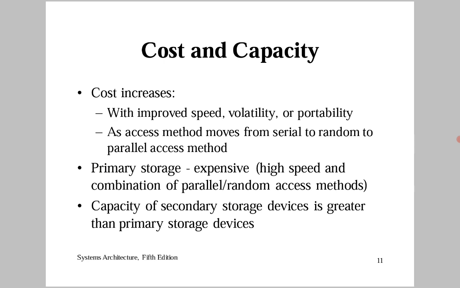Primary memories are very costly memories. Why? Because they are very high speed memories. So cost automatically increases with improved speed. Whenever the speed of a memory is increased, the cost also gradually increases.